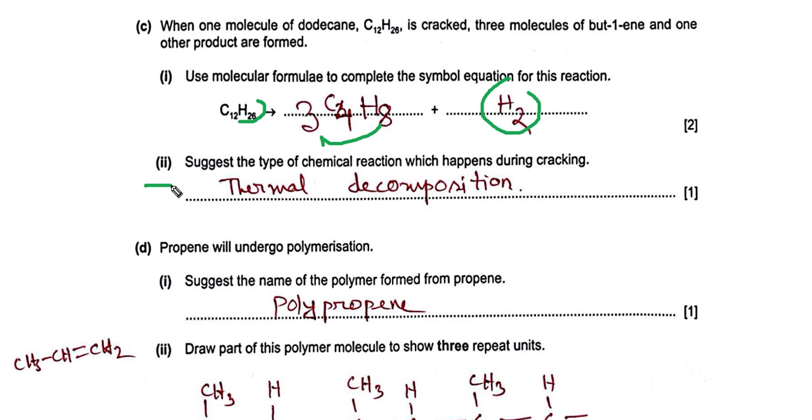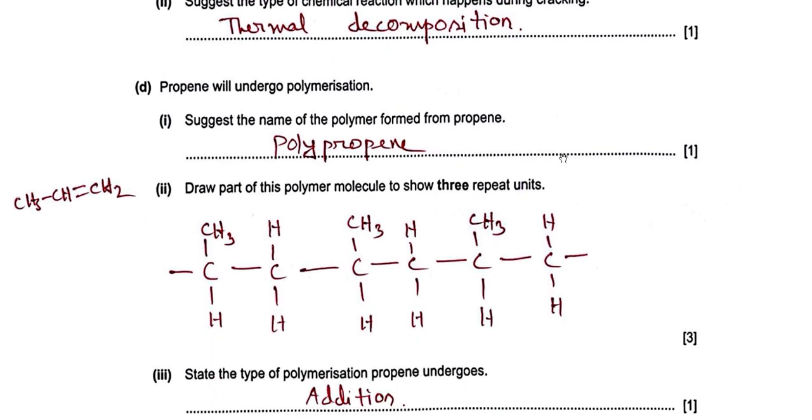And number 2, suggest the type of chemical reaction which is happening during cracking. Cracking is thermal decomposition, because in the presence of a catalyst and by giving heat, the hydrocarbon breaks down. Breakdown of a compound by giving heat is known as thermal decomposition.